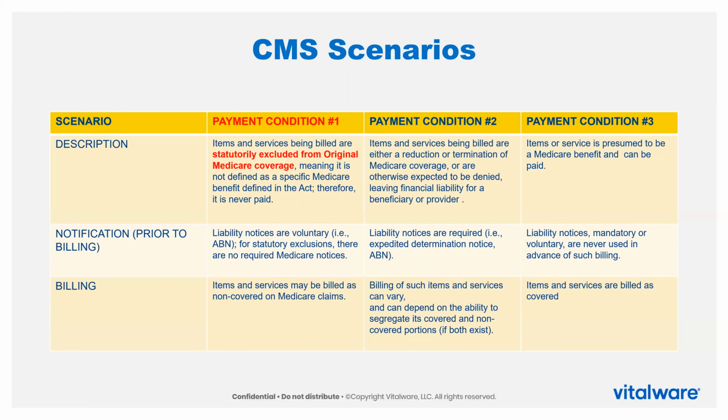So if I look at these different payment situations, payment condition 1, this was from Administered Federal. This is just old. But items and services are being statutorily excluded from original Medicare. And the liability notices prior to billing are voluntary because they're statutory. So there's no required Medicare notice because according to Medicare, they've already done it in the Medicare and You handbook. Items and services may be billed as non-covered on the Medicare claims. So go on to the next one, Dusty.